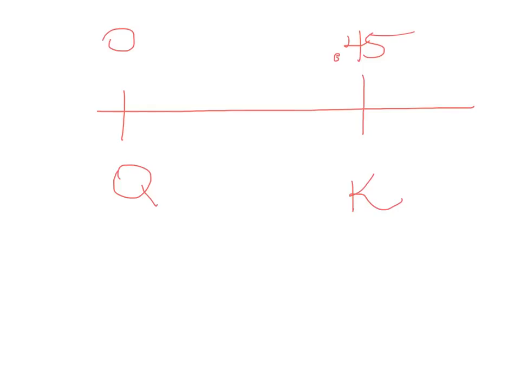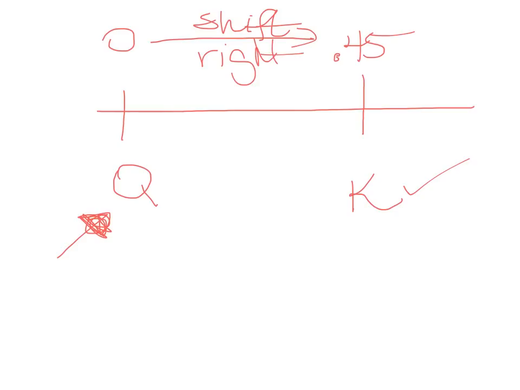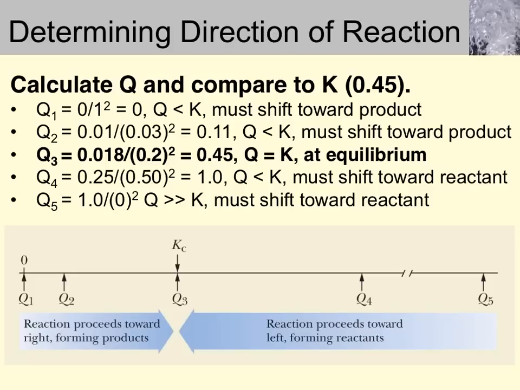So remember that you always want to start with Q, because that's the value you're starting with, and you want to arrive at K. K is your ultimate destination. So how do I get from Q to K? I have to shift right. So again, if that logic reasoning that I did on the last slide doesn't work for you, use the number line. So you would then answer the reaction must shift to the right to reach equilibrium.